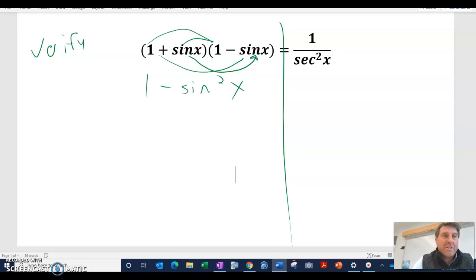Okay? So I just did a little algebraic expansion. If you recall, a plus b times a minus b, that might have been an easier way to do this. It is a squared minus b squared. That's what I just did.